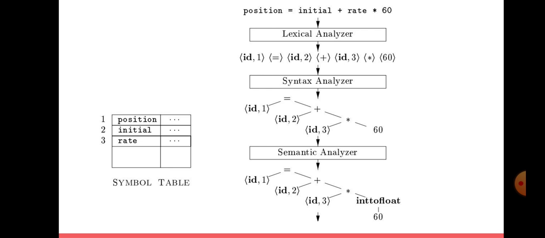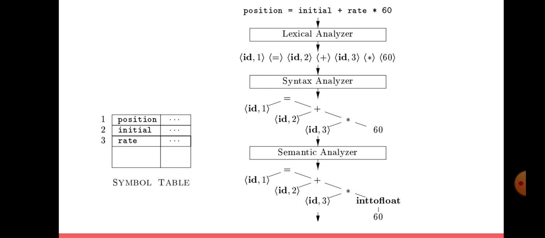Can you see the difference between the input and the output of the lexical analyzer? The equal is mapped into the equal symbol, and then again initial is a lexeme that is mapped into the token id comma 2, where 2 points to the symbol table entry for initial. Next one is the operator plus. It is a lexeme that is mapped into the token plus, where we cannot see any changes in the operators when we start processing from the lexical analyzer to the syntax analyzer.